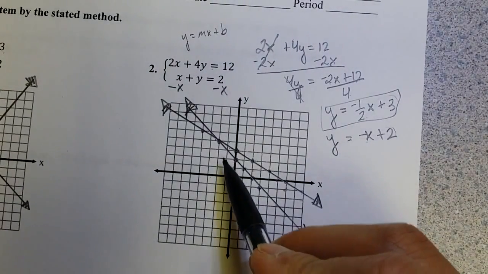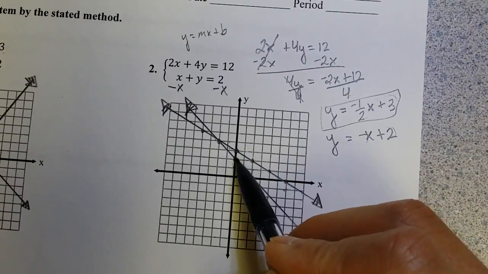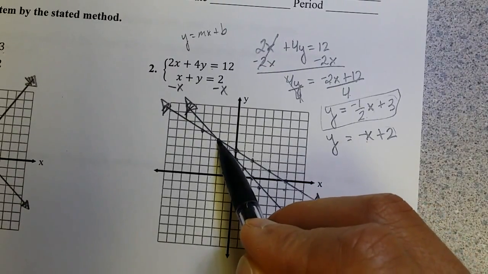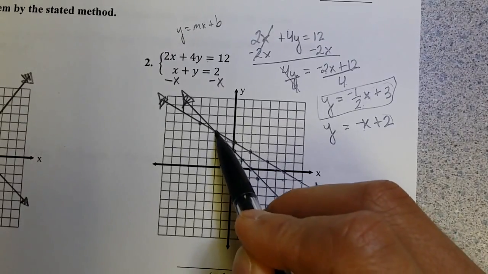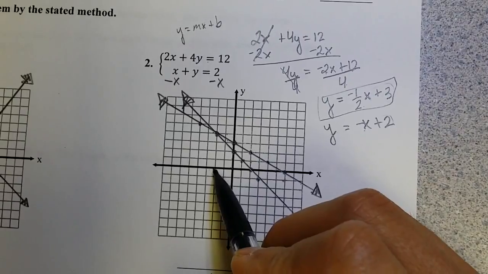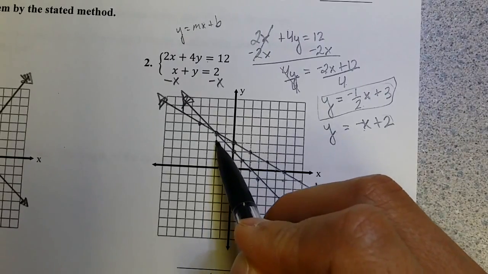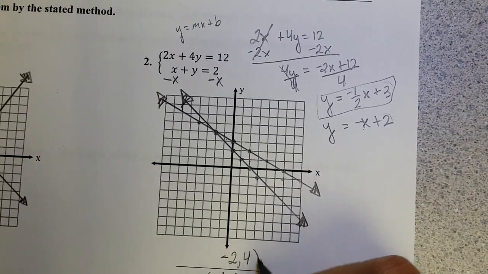So now, where do these two lines intersect? Well, they both intersect right here. So this coordinate really is left 1, 2, so that's negative 2, up 1, 2, 3, 4. So negative 2, comma, 4.